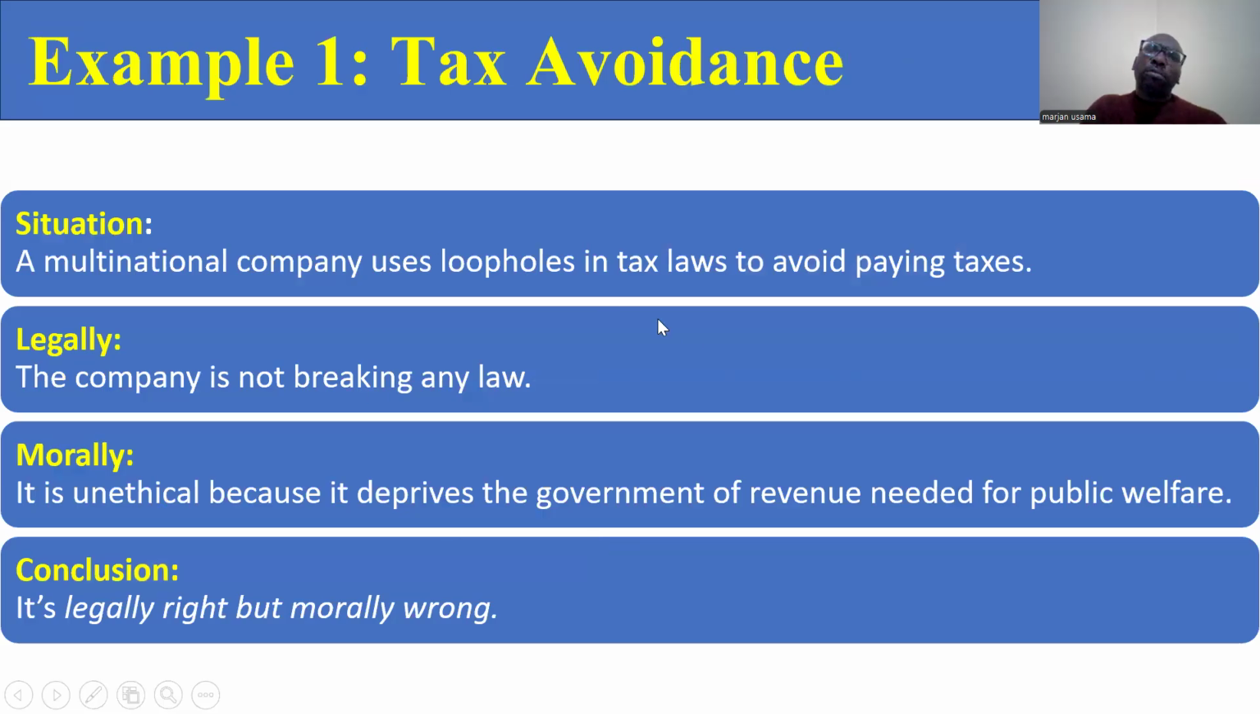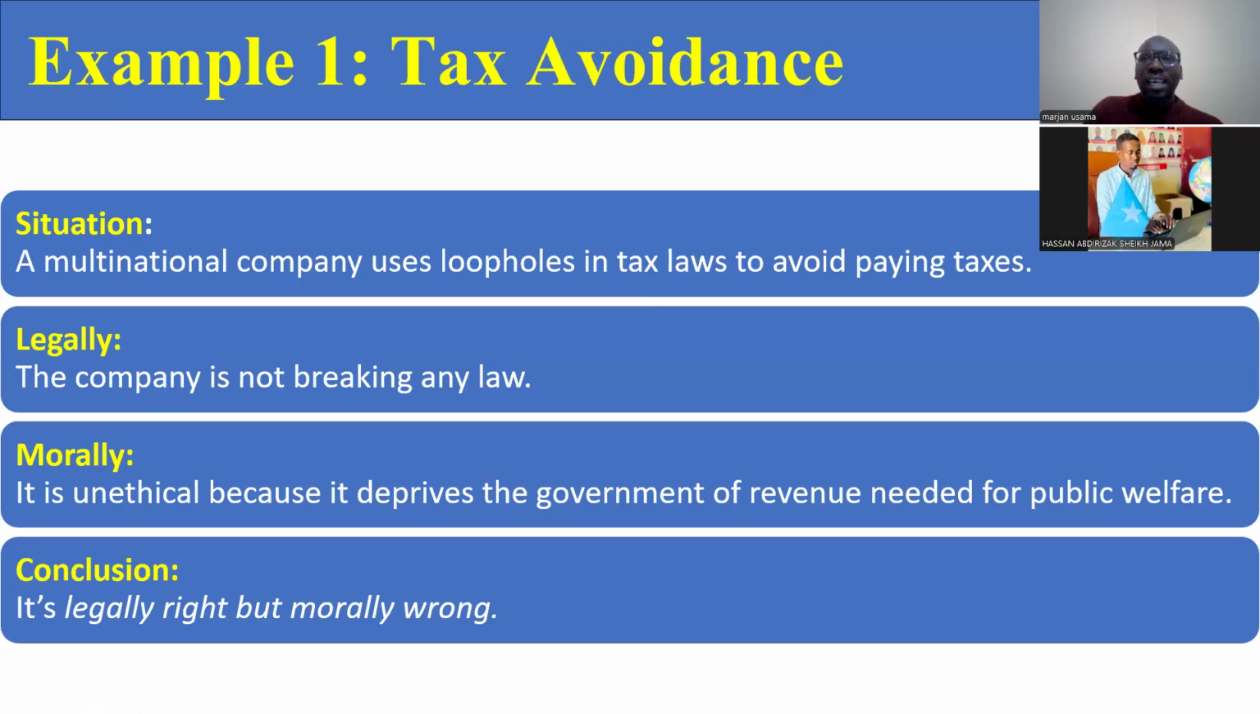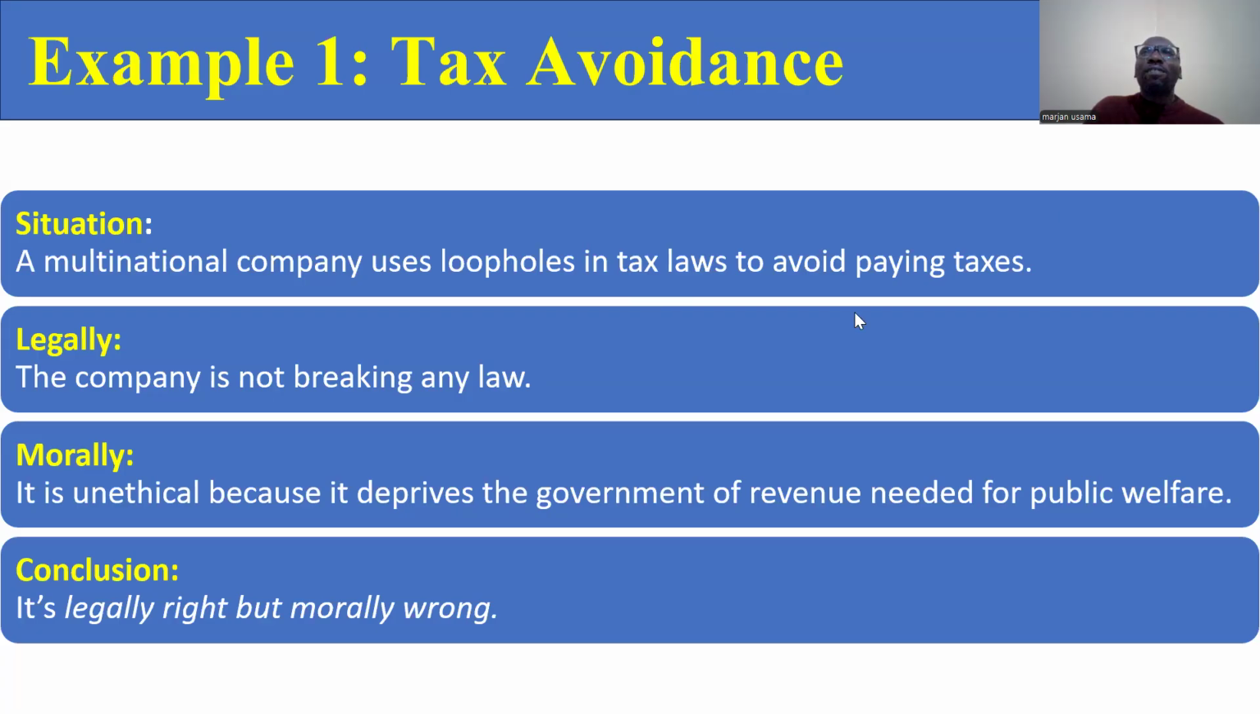Now look at this example when you're talking about ethical decision making. Look at this situation. A multinational company uses loopholes in tax law to avoid paying taxes. So they're just trying to maneuver around, not to pay the taxes. For example, they can be manipulating their financial statements. So the company is not breaking any law. But it is unethical because it deprives the government of revenue needed for public welfare.